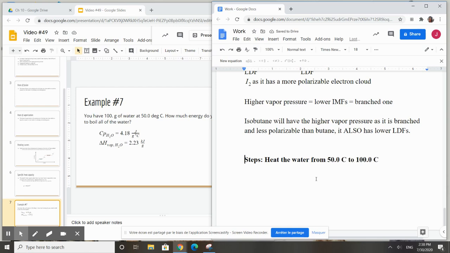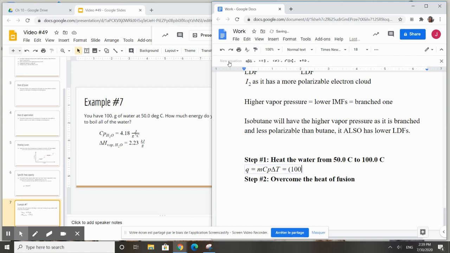And then the second step will be to overcome the heat of vaporization. Once I know what my steps are, I just do the 2 calculations and then add them together at the end. So for the first one, I'm just going to use the equation that Q is equal to mCp delta T.